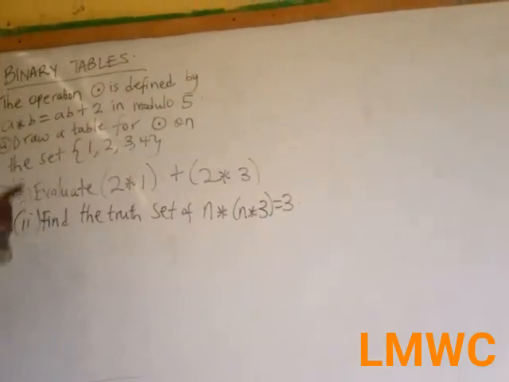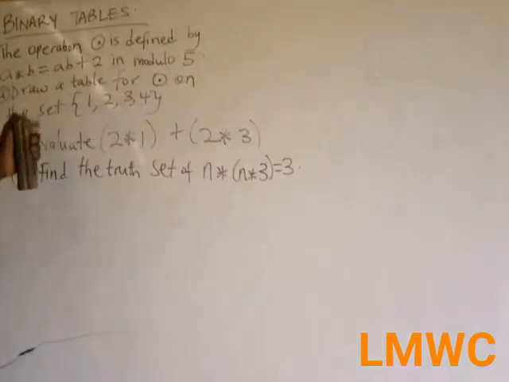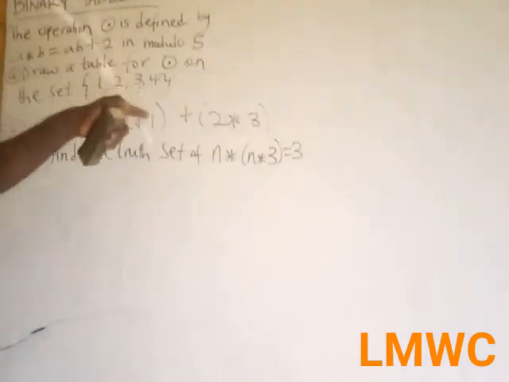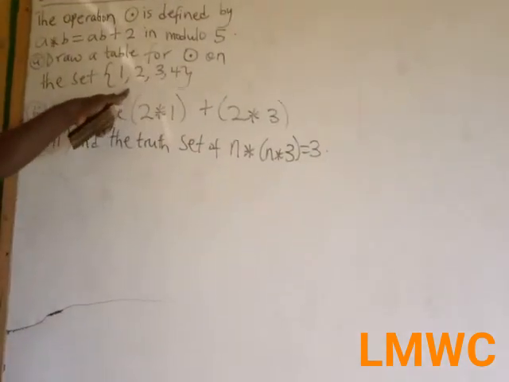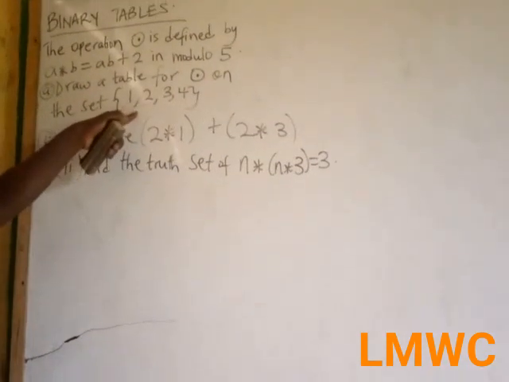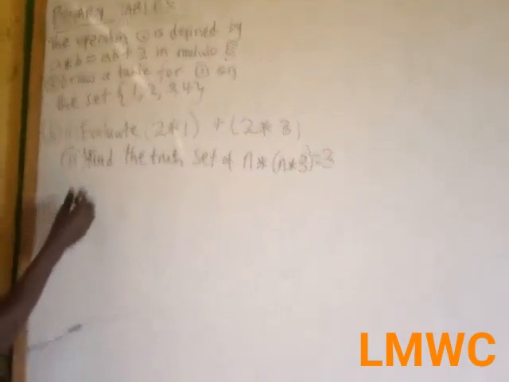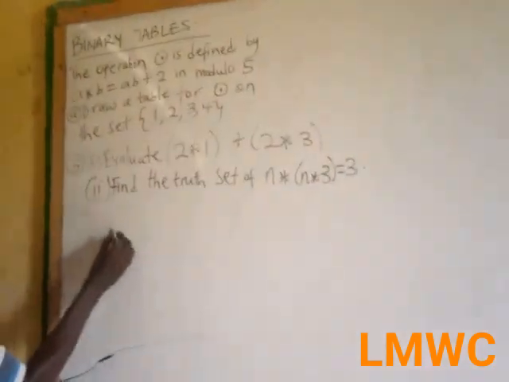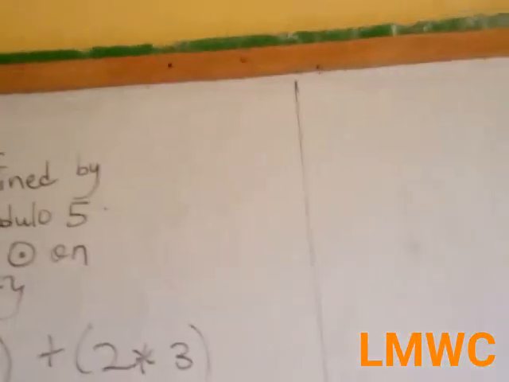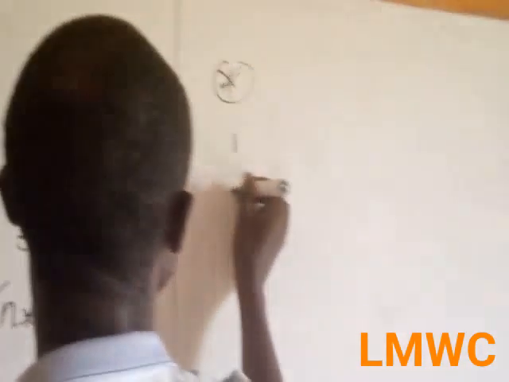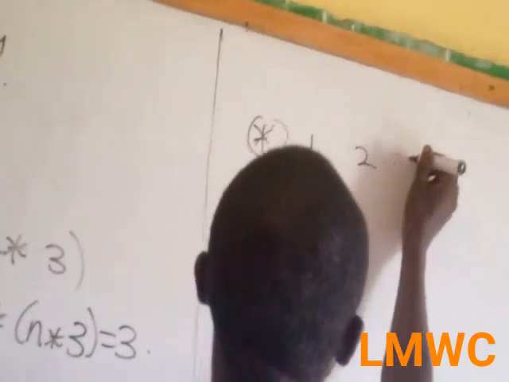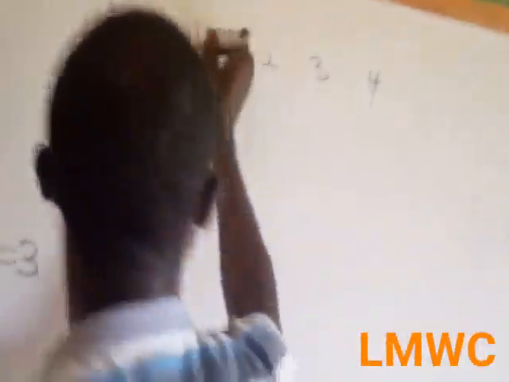Now we have to draw a table for star on the set 1, 2, 3, 4. They have given us our set. So you write your symbol here. You write your symbol. So we have 1, 2, 3, 4 and 1, 2, 3, 4.